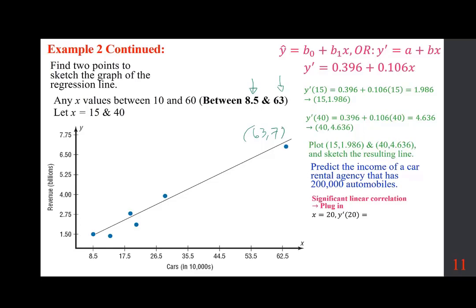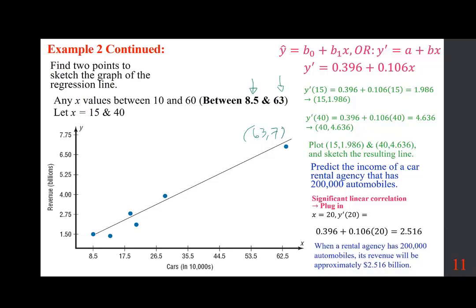And why is it a good prediction? Because R was pretty strong. Everybody remembers R was 0.9828, although we have to do the test of hypothesis. But it is so clear that even without the test of hypothesis, 0.9828 is a good number. And we just plug in, and that gives us 2.516. Now, what does that mean? It means when a rental agency has 200,000 cars, automobiles, its revenue will be $2.516 billion.